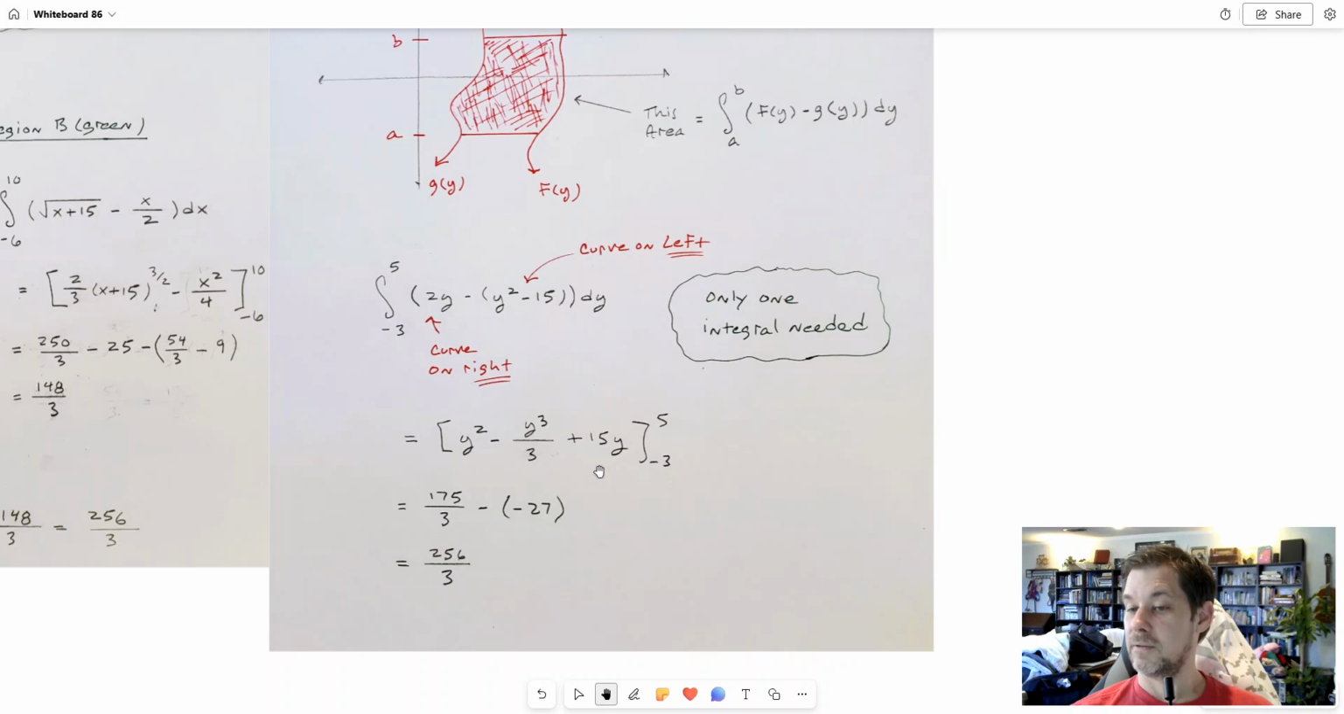So here I'd use the fundamental theorem of calculus. This is the antiderivative of that. Here are the bounds, and I get that same answer. Of course I get the same answer. There's only one answer. However you do this is 256/3.